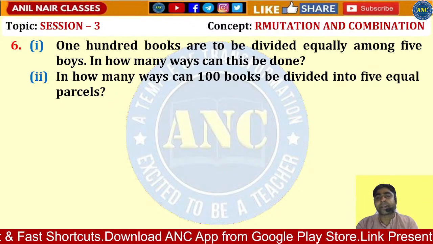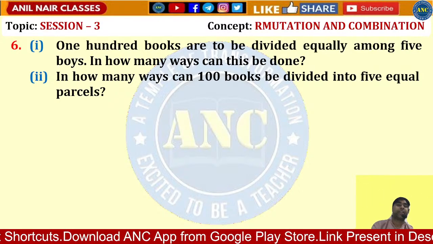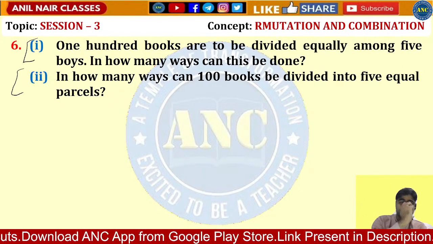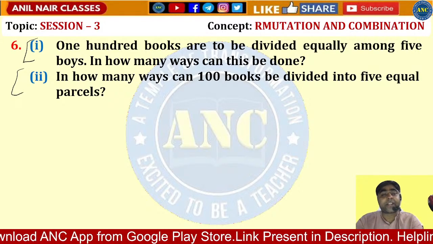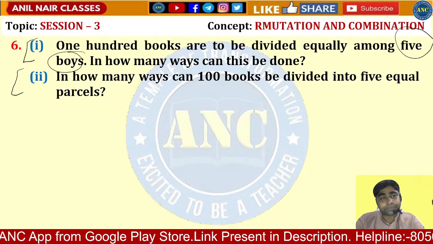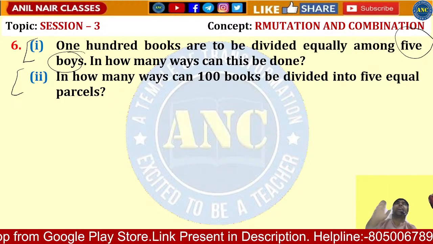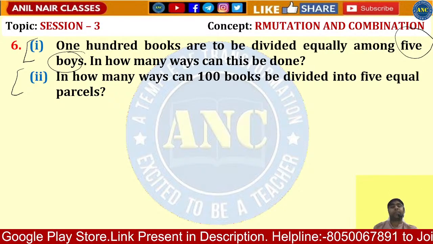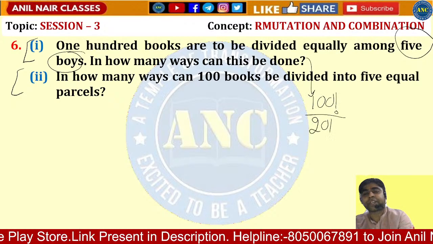In how many ways can 100 books be divided into 5 equal parcels? Okay, so why is this question and this question different? It is different because the 5 boys cannot be identical. They all will be having a distinct identity. So my answer for the first part was 100 factorial upon 20 factorial to the power of 5.